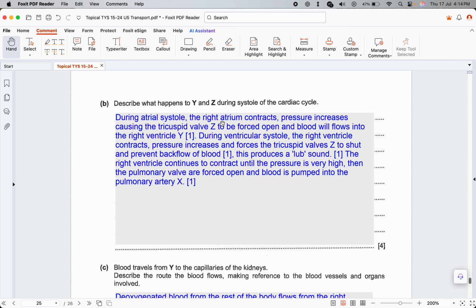So during atrial systole, right atrium contracts, pressure increases, causing the tricuspid valve Z to force open, and blood will flow into the right ventricle Y. During ventricular systole, the right ventricle contracts, pressure increases, forces the tricuspid valve to shut, and prevents the backflow of blood, producing a lub sound. I think a lot of us forgot to write about this lub sound. Because you describe what happens, right? This lub sound is also what happens in the systole. The right ventricle continues to contract until pressure is very high, then the pulmonary valve is forced open and blood is pumped into the pulmonary artery X.